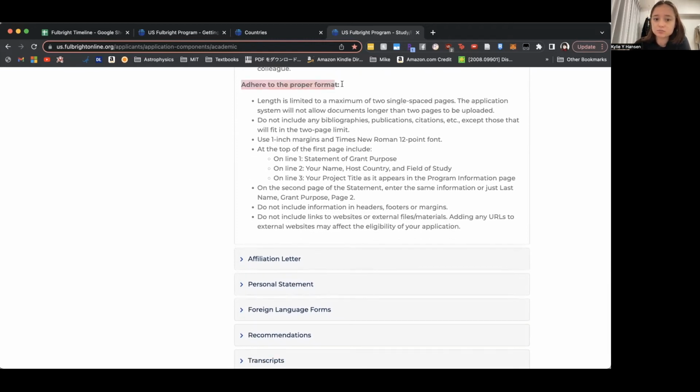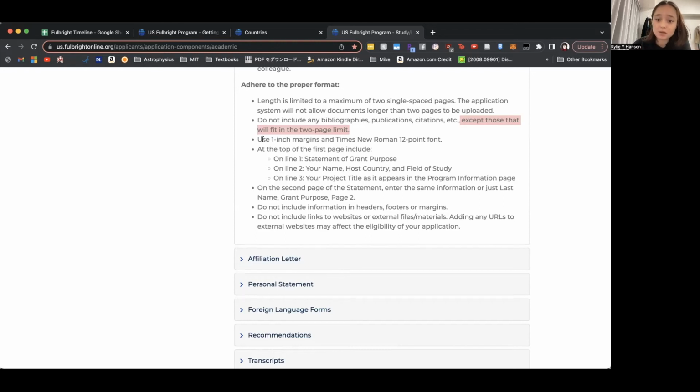All right, so there's a proper format you need to follow, obviously, for every application. So here's the format for this. You need to do this in 2 single-spaced pages. You should not include any bibliographies, publications, citations, etc., except those that will fit in the 2-page limit. So basically, your bibliography will not be an extension of the 2-page limit. A lot of times for applications, it'll be excluding your bibliography. But this is saying included in the 2 pages is your bibliography and publications and such.